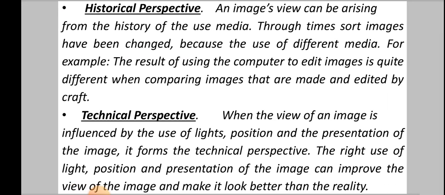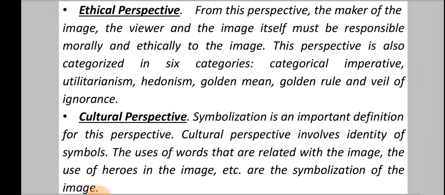Next is historical perspective. An image's view can arise from a history of the used media. Through time, images have been changed because of the use of different media. For example, the result of using the computer to edit images is quite different when compared with images that are edited by craft. Next is technical perspective. When the view of an image is influenced by the use of light, position, and the representation of the image, it forms the technical perspective. The right use of light, position, and representation of the image can improve the view of the image and make it look better than the reality.